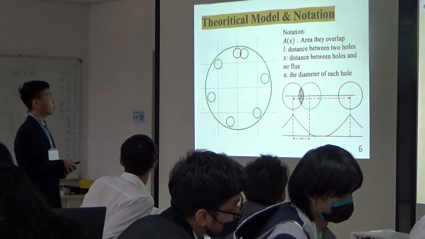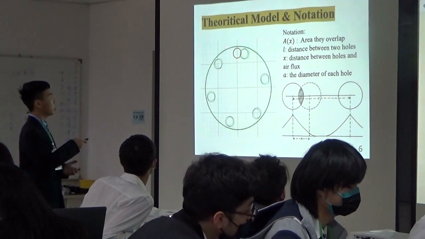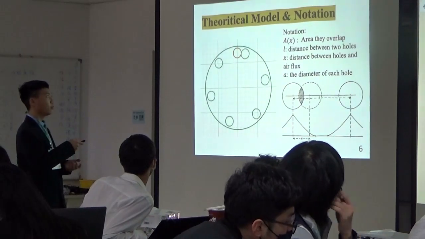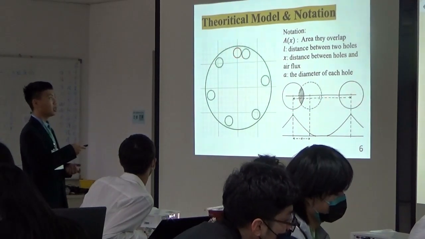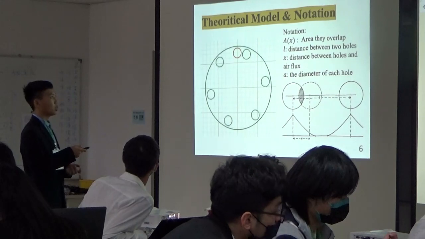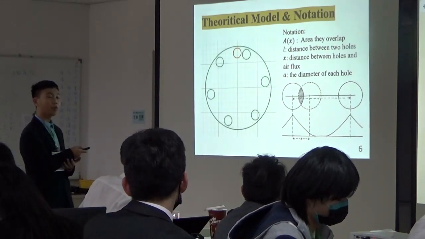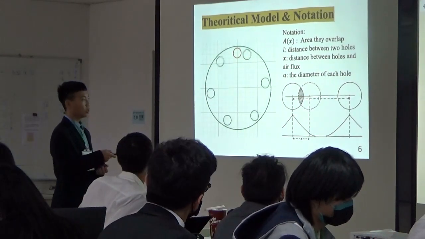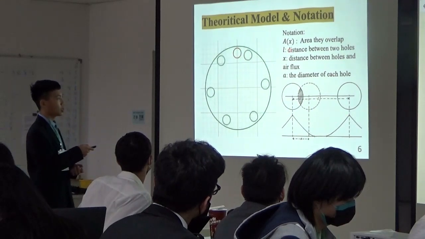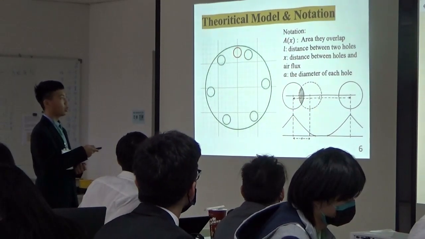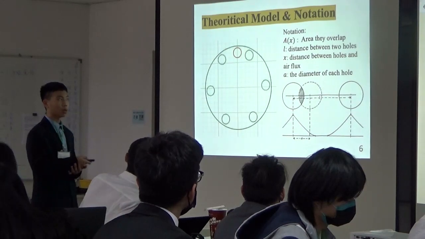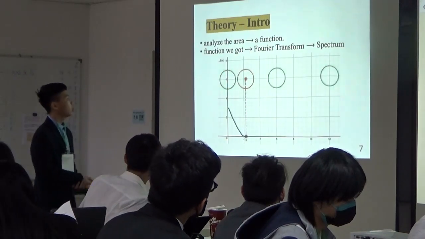So in the theoretical model and notation, the orange one is the air flux, and the green one is the rotating disc. And here are some notations. A of x is the area overlap. L, distance between the two holes. X, distance between holes and air flux. And a is the diameter of each hole.